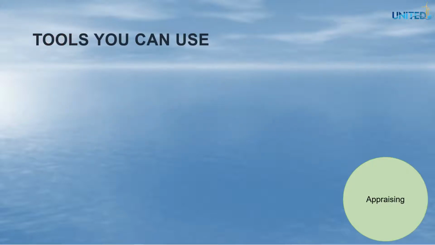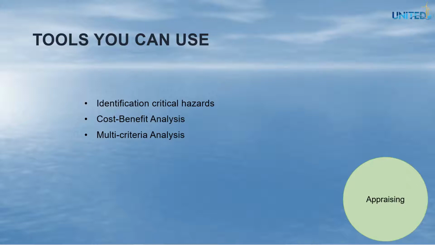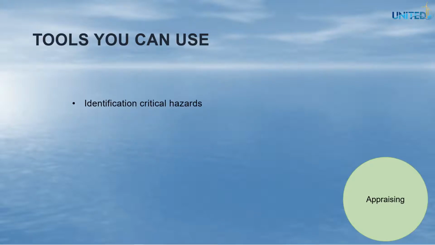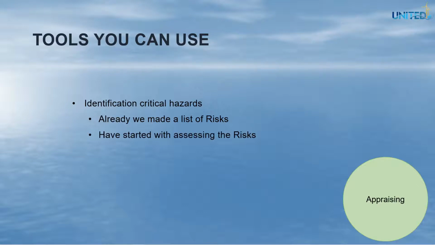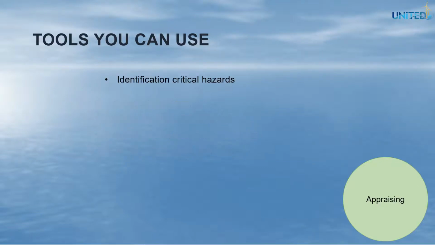Now there are some tools you can use in this step. There's the identification of critical hazards, cost-benefit analysis, multi-criteria analysis, societal cost-benefit analysis. Let's first look at the identification of critical hazards. We already made a list of different risks and have started to assess these risks and think of actions we can take to mitigate the risk.